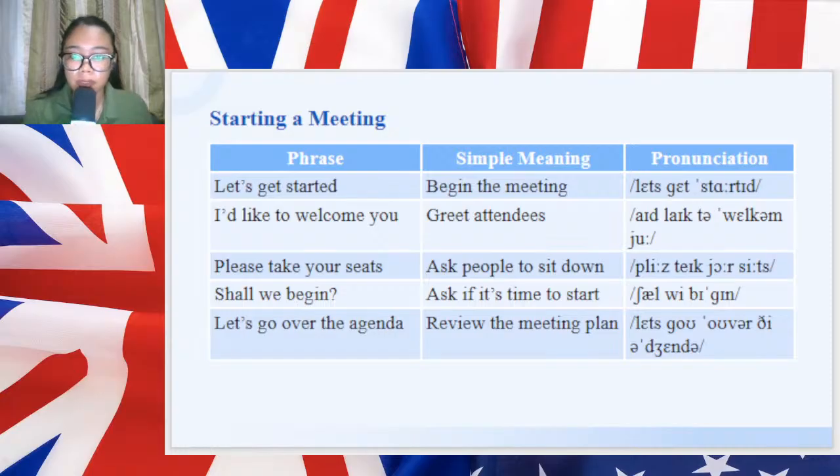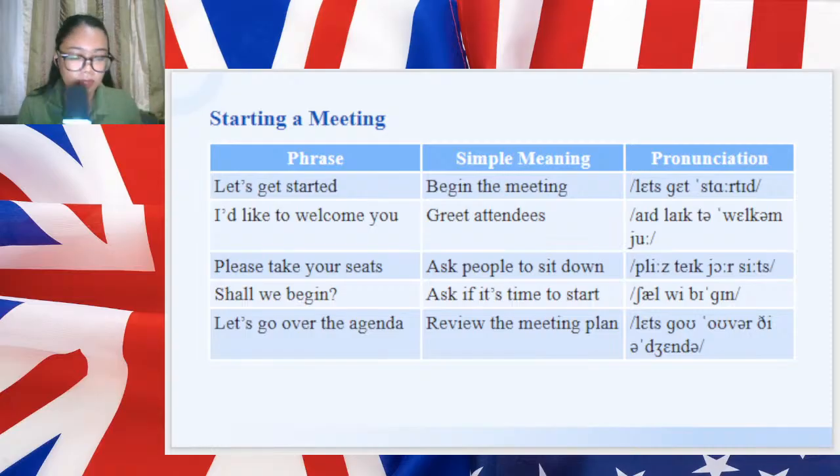Next, I'd like to welcome you. Again, I'd like to welcome you. This is just to greet attendees. It is a polite and inclusive way to greet the attendees at the beginning of the meeting. So this phrase establishes a welcoming and inclusive tone right from the outset. It shows consideration for the attendees, especially if they are guests or new team members or just from different departments. You can personalize it by adding a specific welcome, such as I'd like to welcome everyone to today's meeting, to today's project kickoff meeting, something like that.